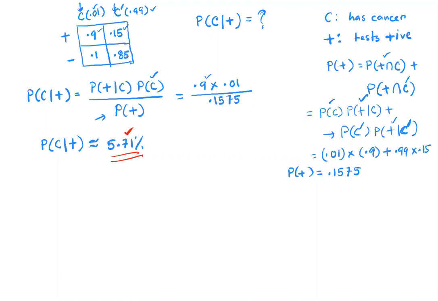It's kind of like you randomly select a woman from the population and say, hey, go ahead and please test yourself for breast cancer. And it turns out that she tested positive. Now, what are the chances that she actually has it? About 5.71% or about 6%.